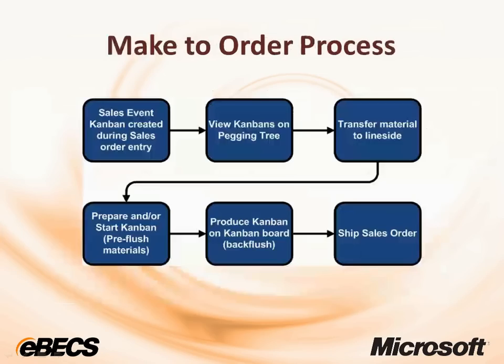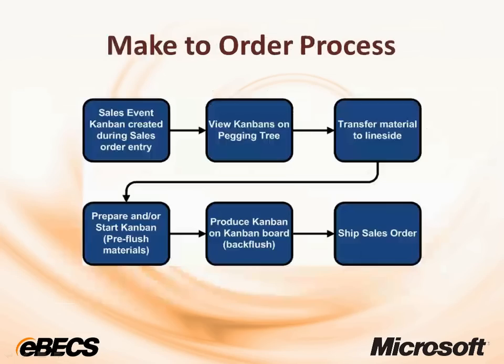Next, we'll jump into production mode. At this point, we will look at the Kanban transfer board, and we will see any materials that need to be moved to the line side cell, and we will then transfer those materials to the line side cell. At this point, we will go to the Kanban board for process jobs, where we will prepare and or start the Kanban, which could pre-flush materials if our company chooses to actually consume materials within the system.